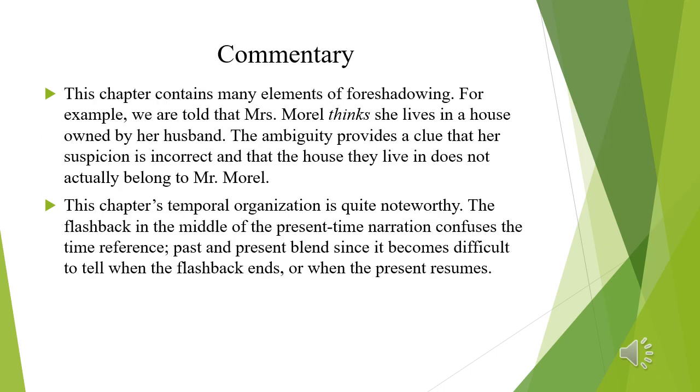This chapter contains many elements of foreshadowing. For example, we are told that Mrs. Morell thinks she lives in a house owned by her husband. The ambiguity provides a clue that her suspicion is incorrect and that the house they live in does not actually belong to Mr. Morell. This chapter's temporal organization is quite noteworthy.